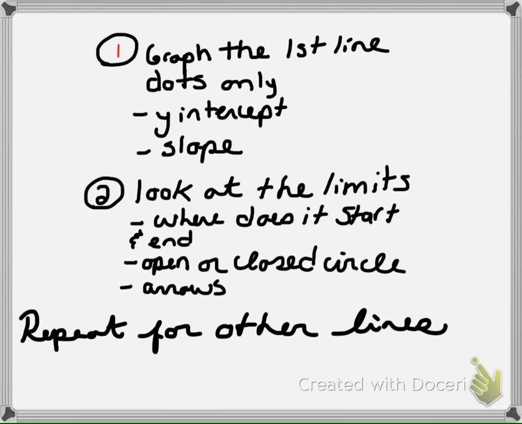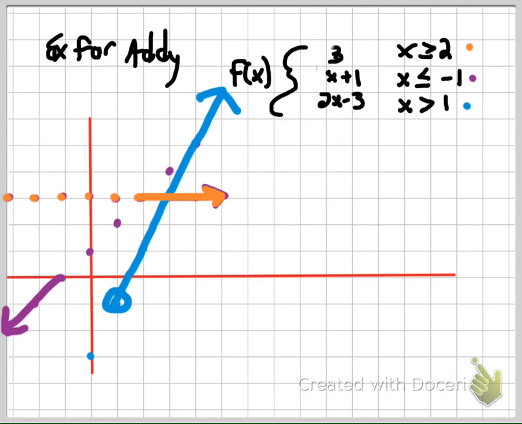In my mind, the first thing you should do is graph your first line, dots only, because you have to decide what part of the line is shown. So graph your first line, dots only. Remember, you start by graphing the y-intercept, and then you do the slope. Let's look at that for this one right here.